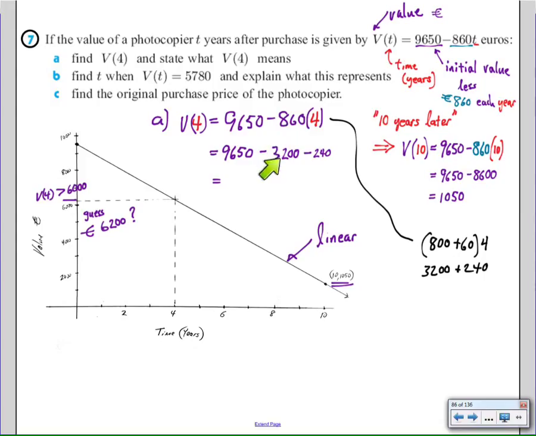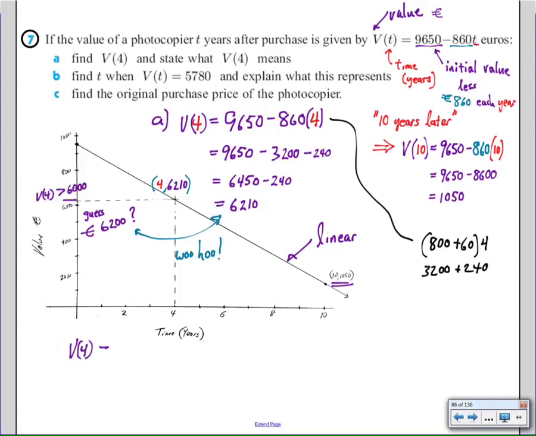I'm going to subtract the 3200 and the 240 from 9650. This I can do in my head as well. And it turns out to be 6,210. And just estimating off my graph, I got 6,200. I was only $10 off, or 10 euros off here. So I'm really proud of this result, and I'm pretty sure that it's right.